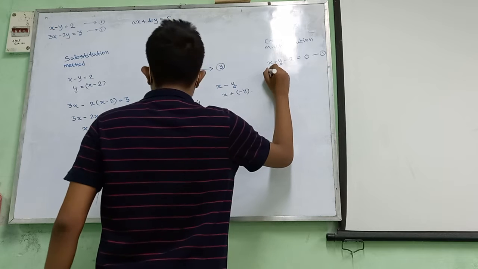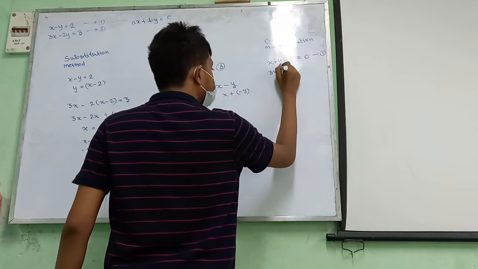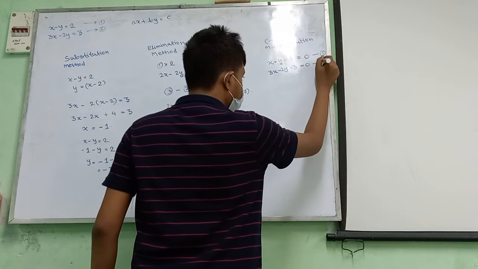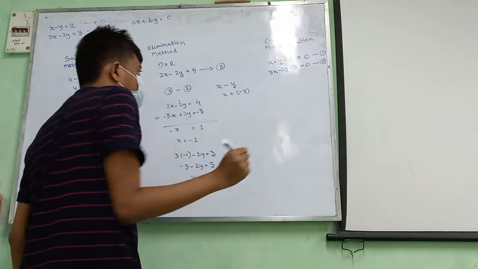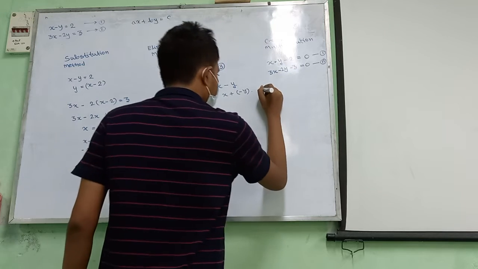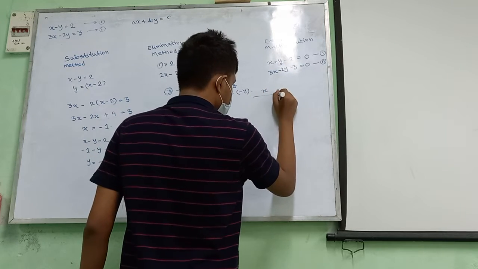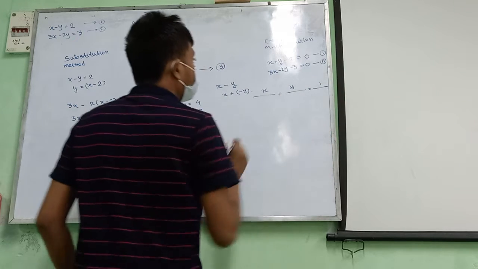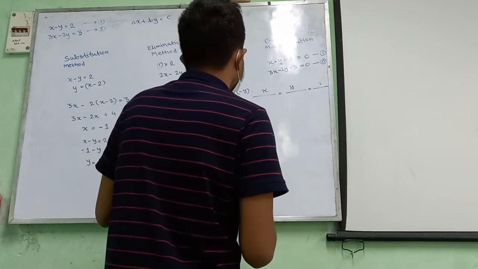And for the second equation, you have to do the same. Minus 3 equals 0. Now, in order to apply this method, we have to write this and see how we can do the method.